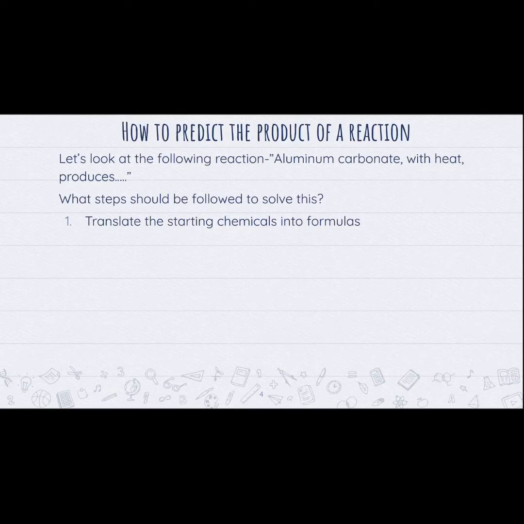So step 1, we need to translate those starting chemicals into formulas. So it says aluminum carbonate. So first I would go to my list of polyatomic ions and find carbonate, which is CO3 -2. Aluminum had a +3 charge, so I just swapped and dropped those charges. Because it's an ionic compound, it would be solid at room temperature.